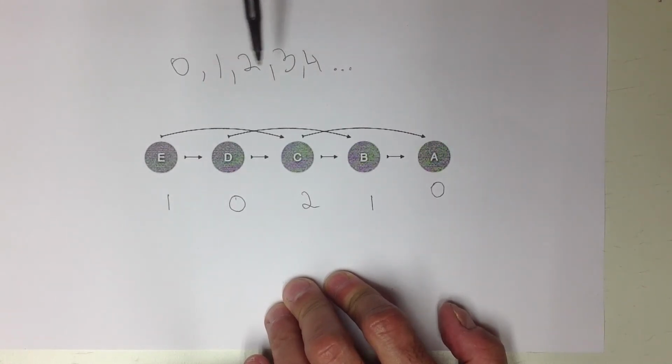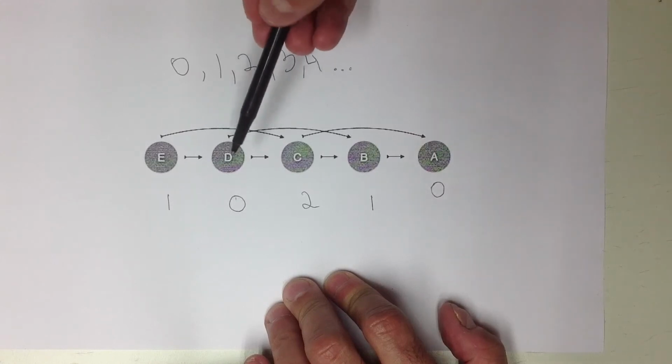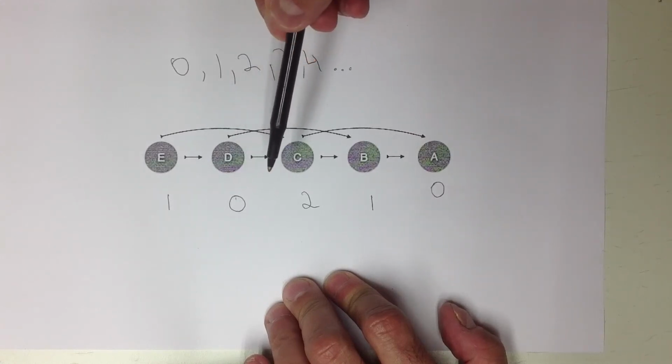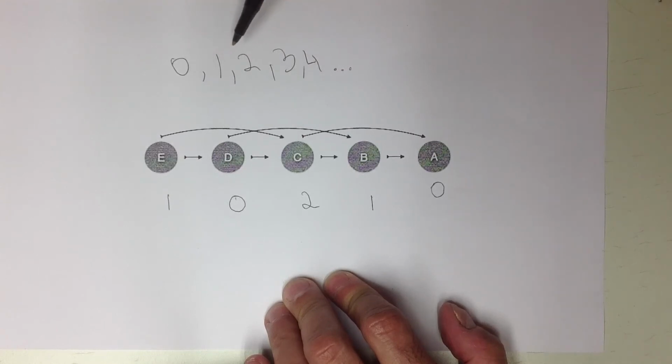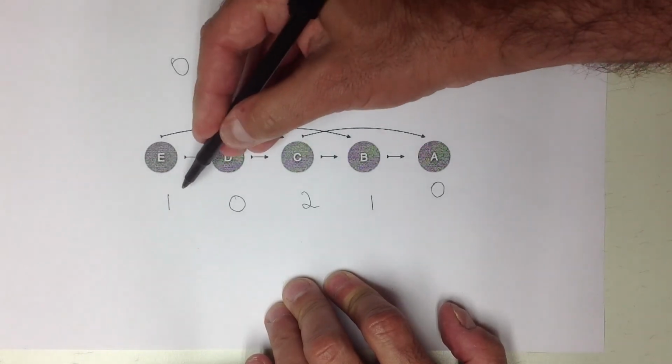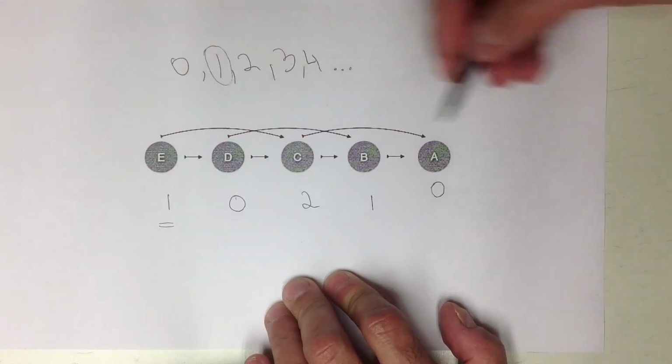Let's take a look at E. What's the first natural number that E comes across? Well, E points to D and C, that is, it points to 0 and 2. So the first natural number that E comes across is 1. That's why E is labeled 1.